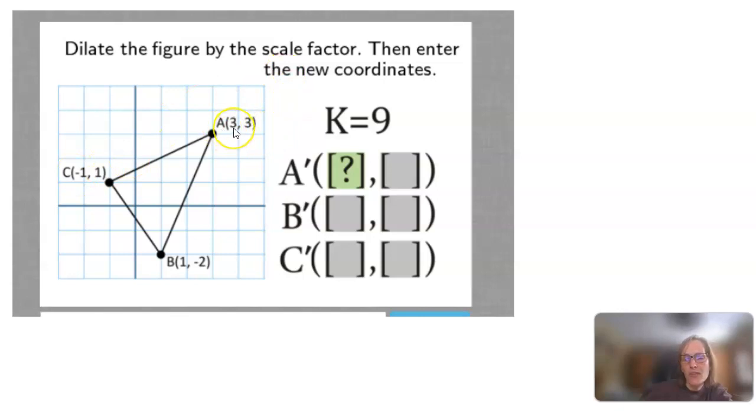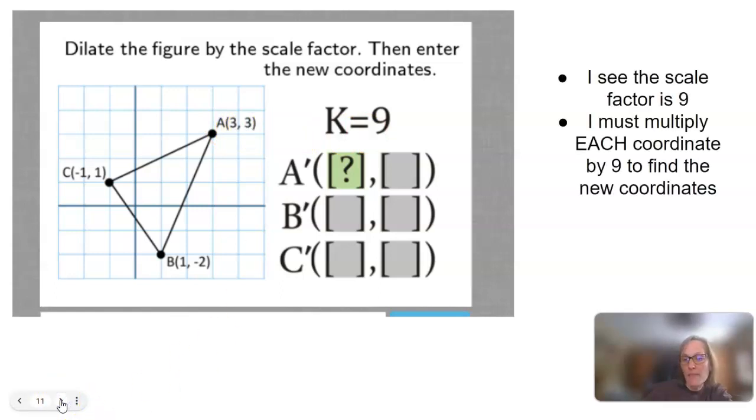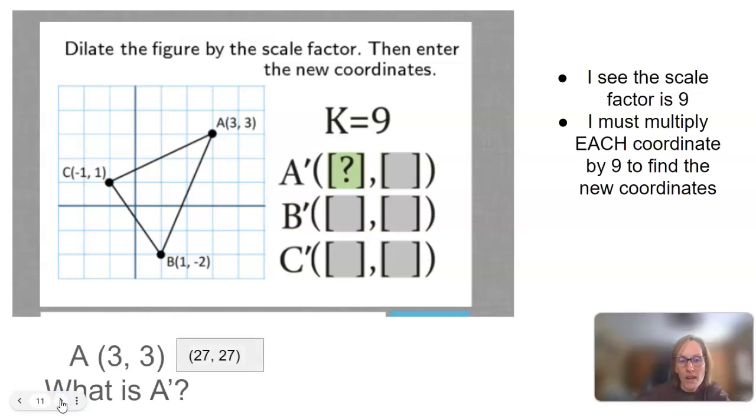So A original is 3, 3. Well, I know if I multiply 3 times the scale factor of 9, I get 27. And 3 times 9 is 27. So my A prime would be 27, 27.